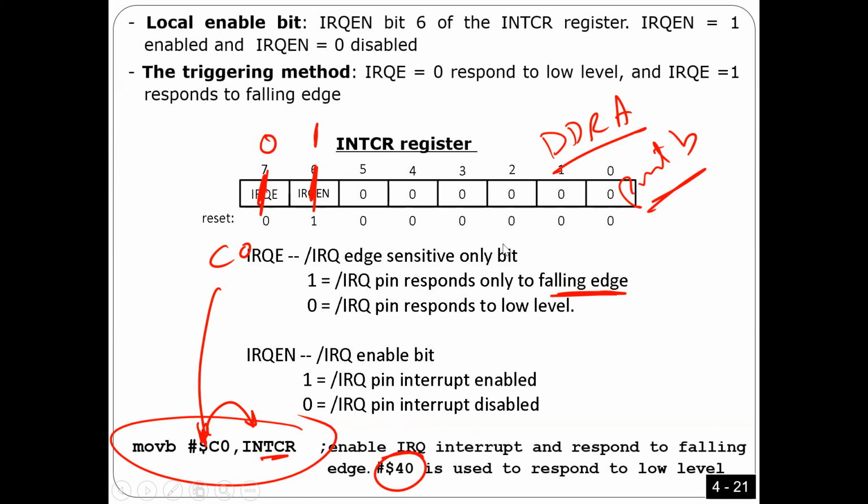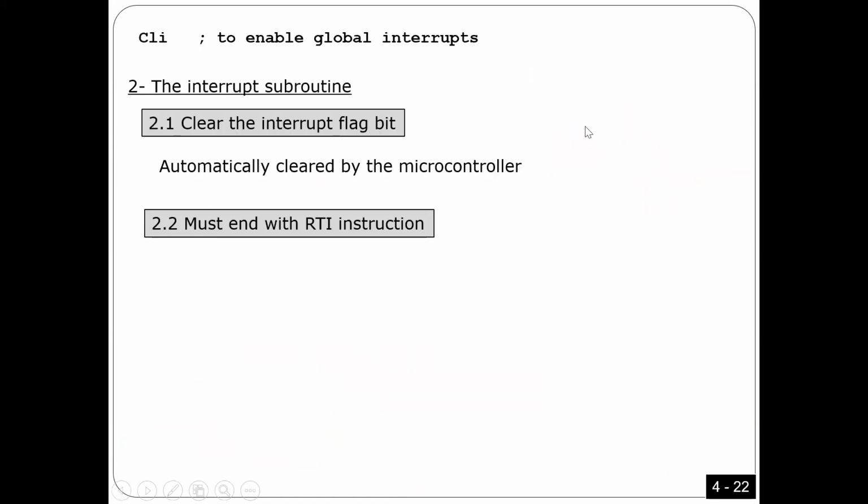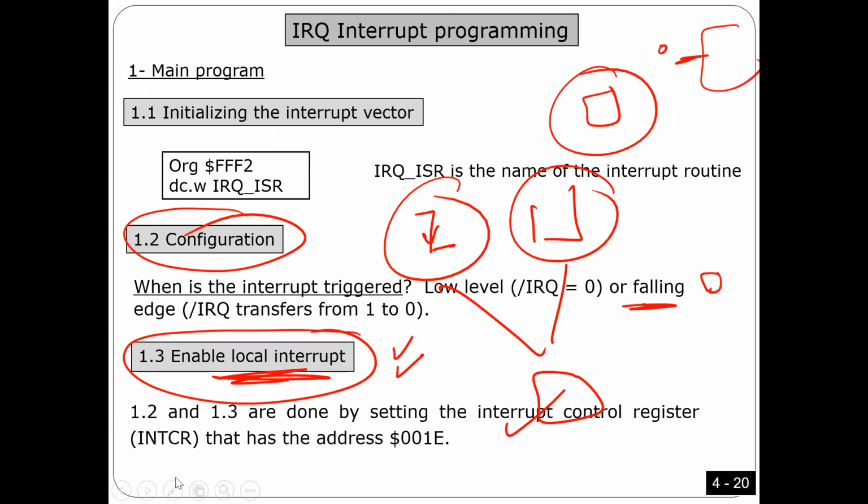Okay, any questions? And then for sure you have to do CLI, as I said before. CLI, this is the global interrupts. Okay, so this is a global switch. This is bit I in the flag register, as I explained to you before. Also, that's all you have to do. So in the main program, all you have to do, guys, in the main program.